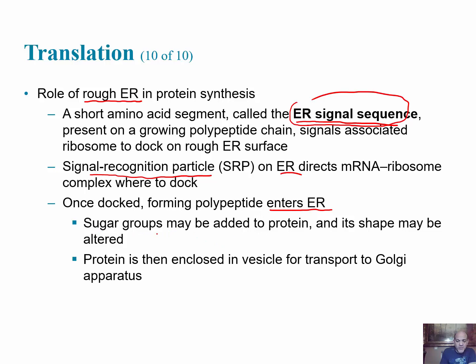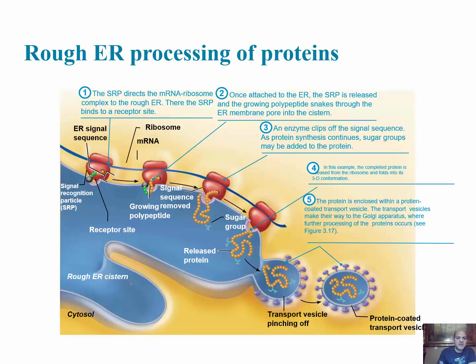So now when the polypeptide is going into the endoplasmic reticulum, sugar groups might be added to the protein and the shape might be altered. And then the protein is going to be enclosed in a vesicle, and it'll eventually be transported to the Golgi apparatus for further processing. So here's a diagram showing the process.